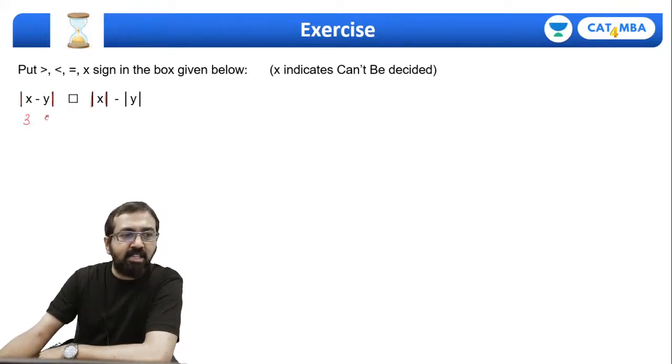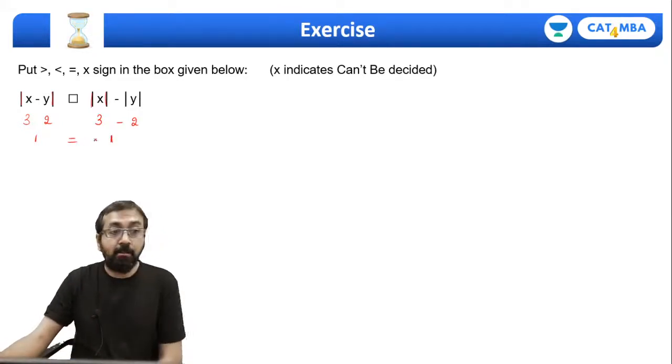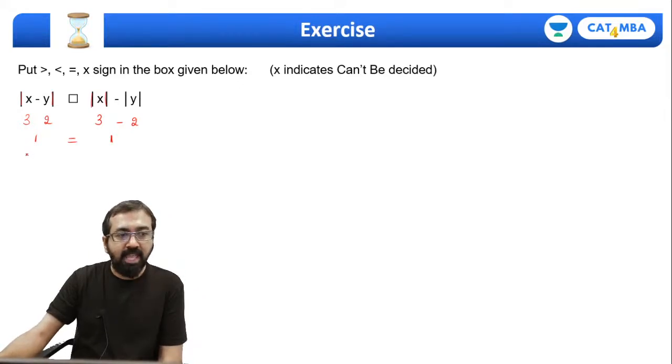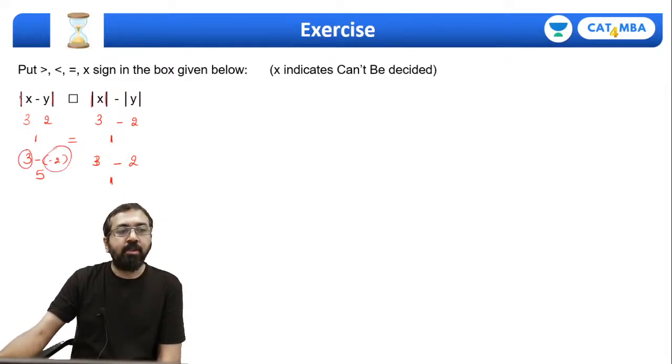Let me take x as 3 and y as 2. So this will be 1, and mod of 3 is 3, mod of 2 is 2. So again 3 minus 2 is also 1. So in this case they are equal, right? But if I take x as 3 and y as -2, what is 3 minus -2? It's going to be 5. And if I take this one as 3, mod of 3 will be 3. What is mod of -2? It will be 2. So 3 minus 2 will again be 1. So for these values of x and y, mod of x minus y is coming out to be 5 and mod x minus mod y is coming out to be 1.